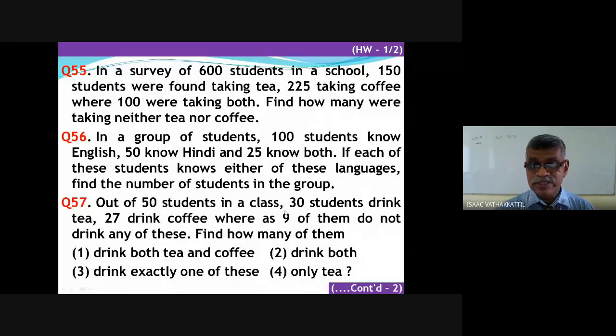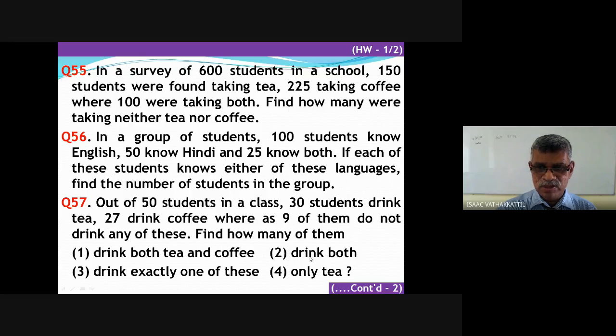Out of 50 students in a class, 30 students drink tea, 27 drink coffee, whereas 9 of them do not drink any of these. Remember, how many students drink at least one of them, that is obvious, 41, because 9 of them do not drink any of these. Find how many of them drink both. Both means intersection, right? Both tea and coffee.